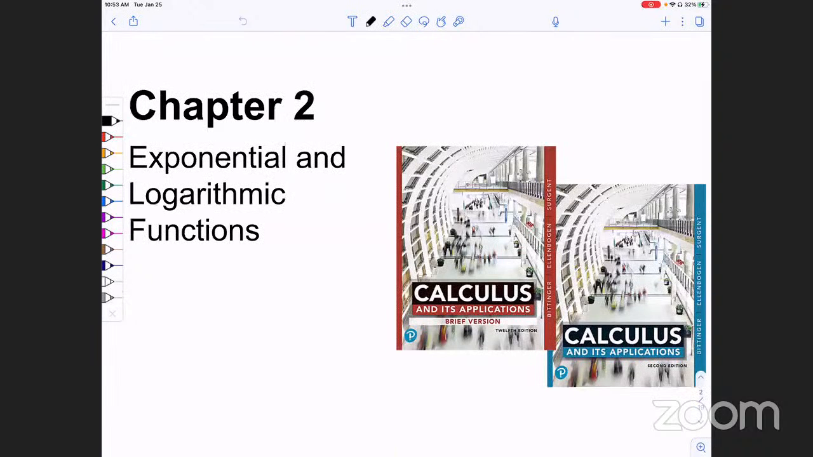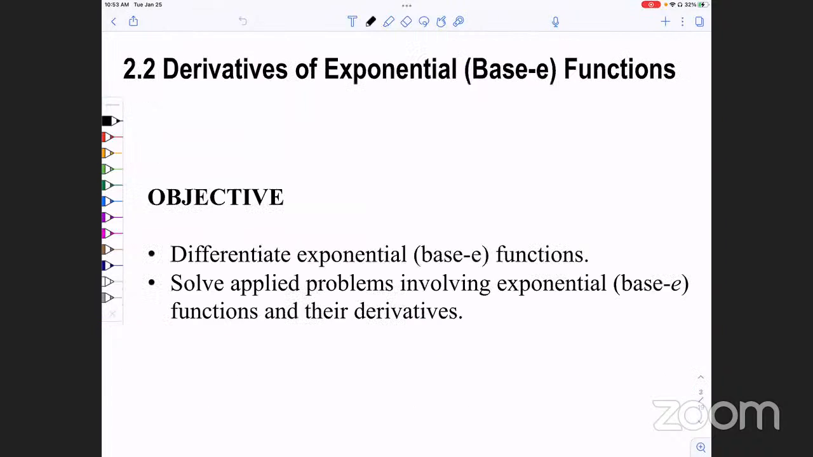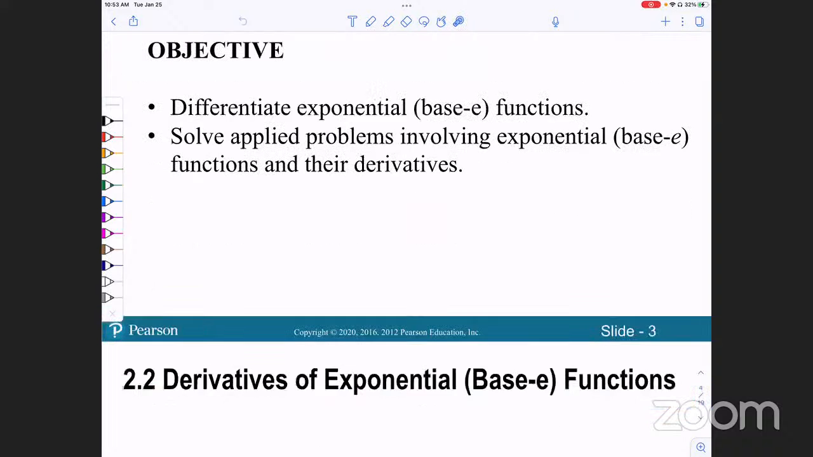Beautiful Mind here. And we're continuing our discussion on chapter 2, exponentials and logs. We're going to be talking about section 2.2, derivatives of exponential base e functions. A few objectives here: we'd like to differentiate exponential base e functions and solve applied problems involving exponential base e functions and their derivatives.